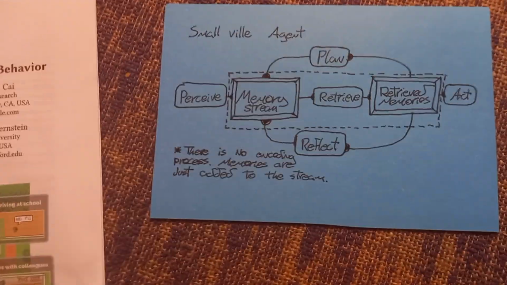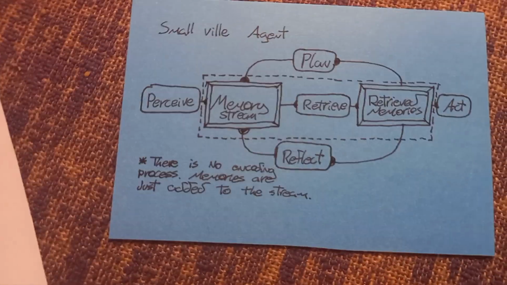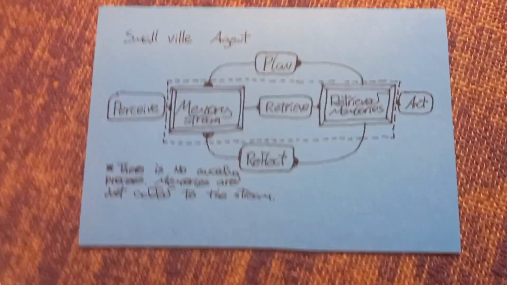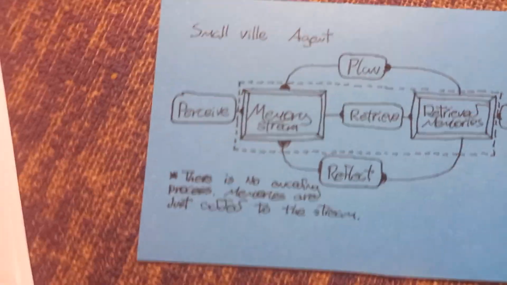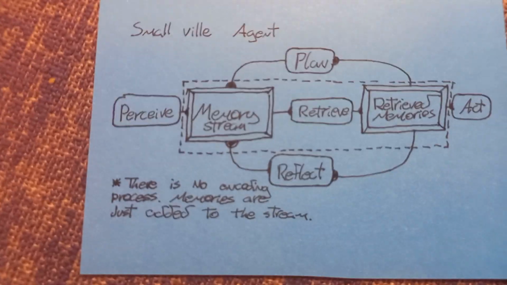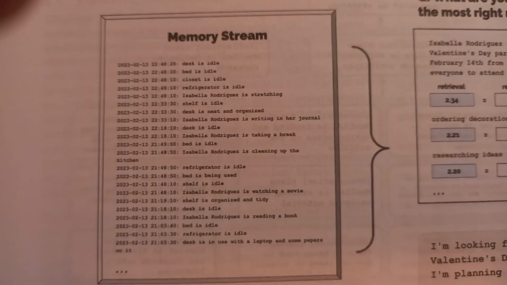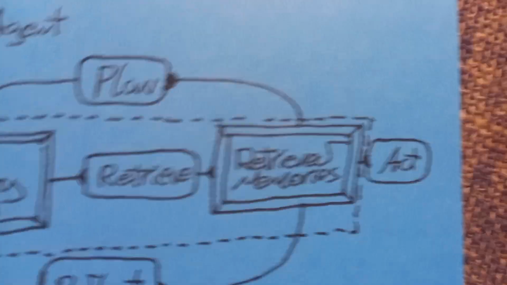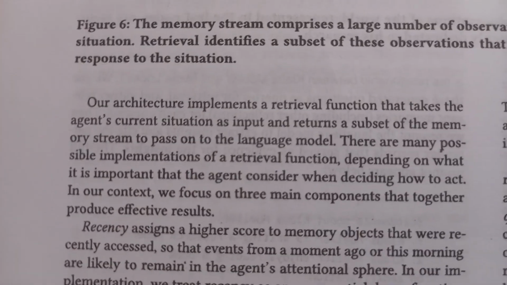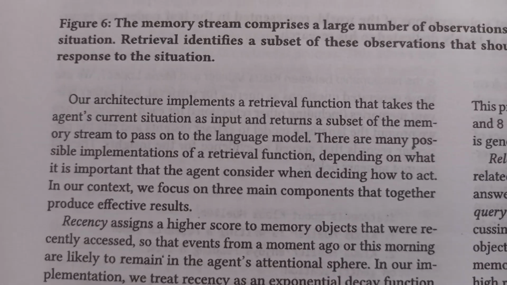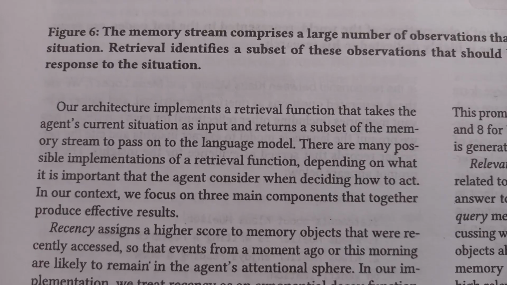Like, for example, and they mentioned this in the paper. I'll see if I can find it while I explain it. But basically, there's, as I mentioned, the memory stream. And in the memory stream, the things that the agents perceive are added to it. So if they spend a lot of time perceiving stuff, then the memory stream here just gets longer and longer and longer. The retrieval method, as they outline here, implements a retrieval function that takes the agent's current situation as input and returns a subset of the memory stream to pass to the language model.